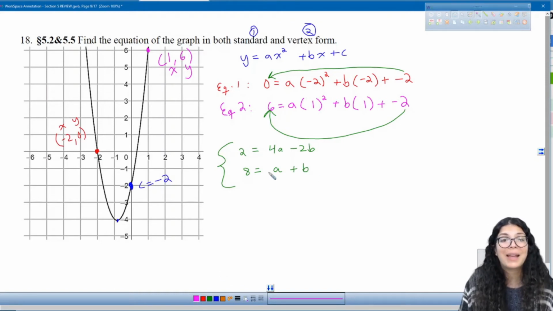Okay, so now I have a system. Now I can solve this for the a and the b values. I'm going to use elimination as a method for solving. So I'm going to go ahead and multiply the second equation by 2.